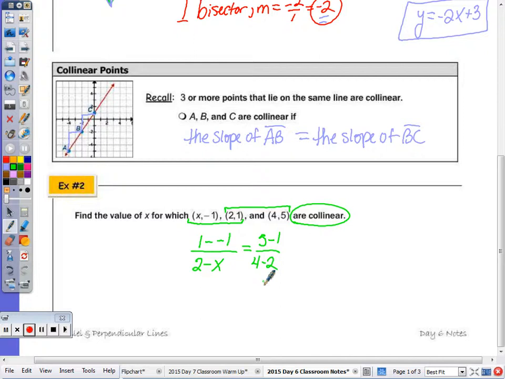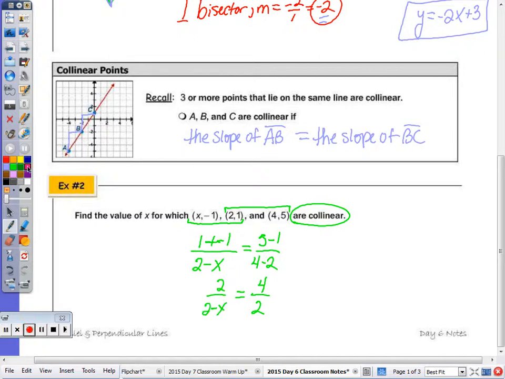5 minus 1 is 4, 4 minus 2 is 2. Now I realize you can reduce that to 2 over 1, so it's up to you. You can reduce it to 2 over 1 or keep it. I'm going to keep it. 1 minus, again, subtracting a negative turns it to addition, so we have 2 over 2 minus x.